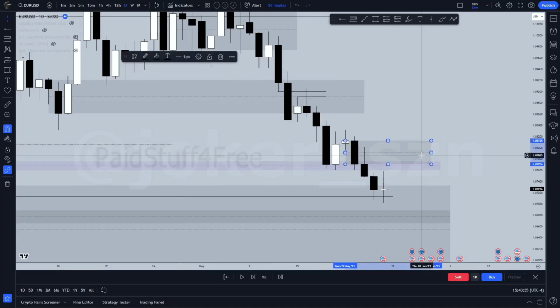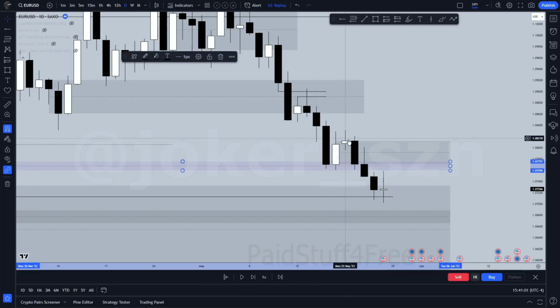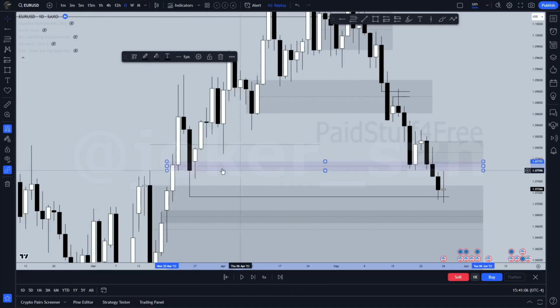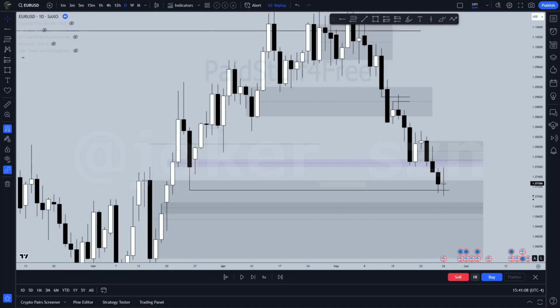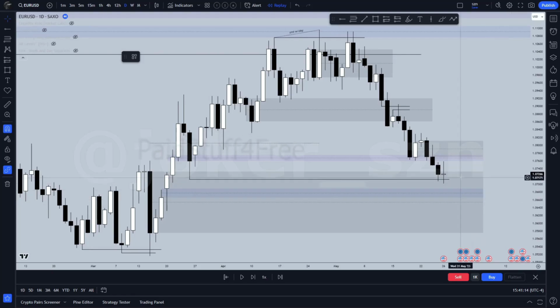So now we have the daily PD areas. We have the daily order block right here, the bearish order block. We have this inverted volume imbalance, and we also have our bullish PD areas, which is this volume imbalance and this bullish daily order block, right?